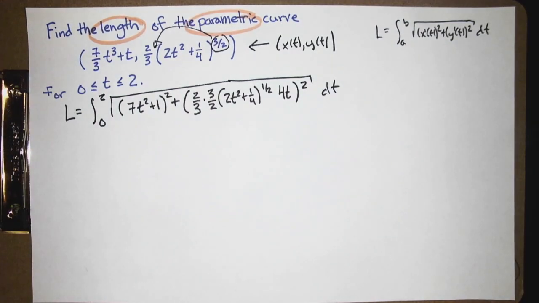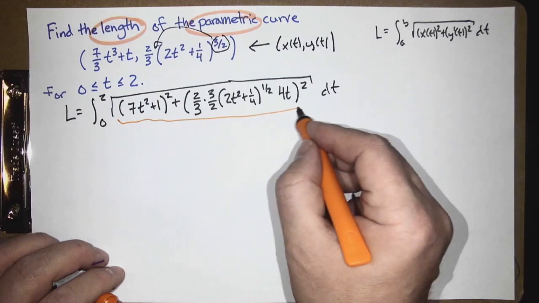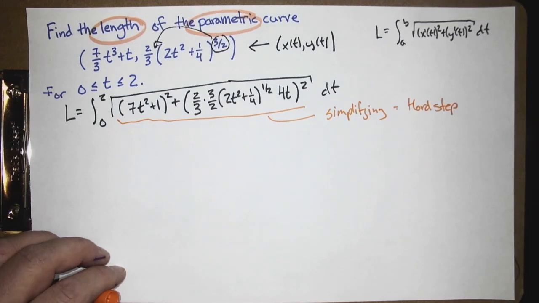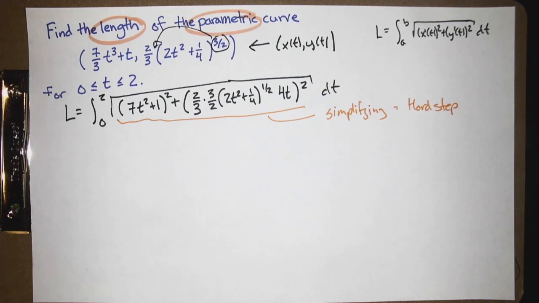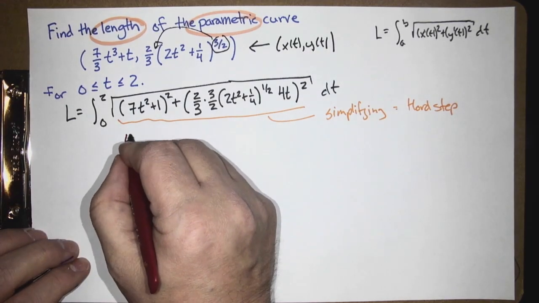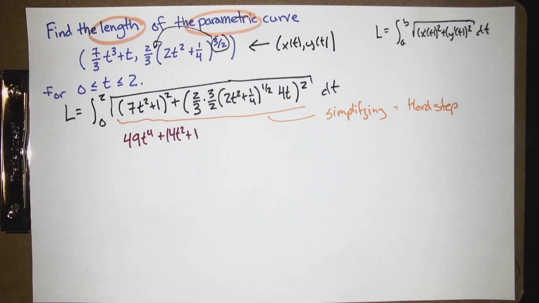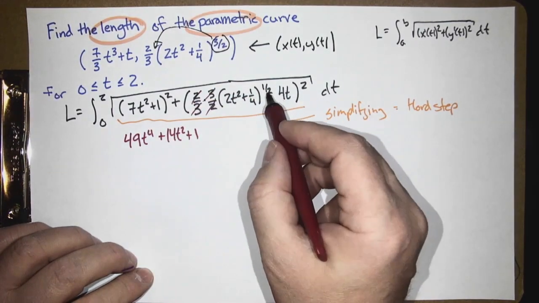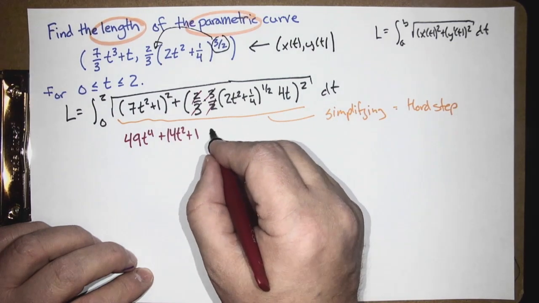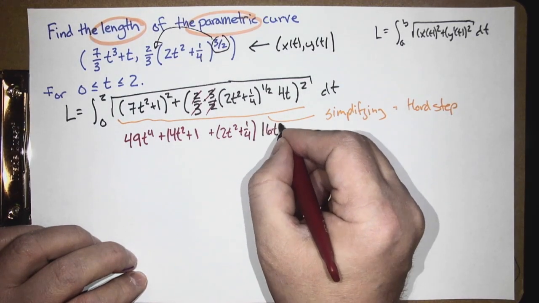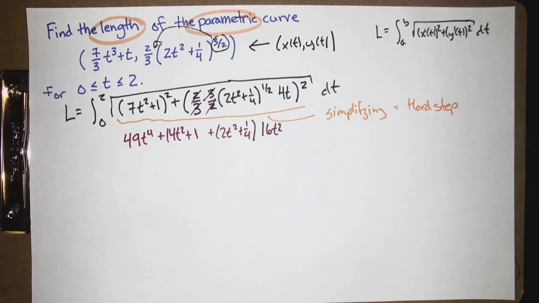Now, the vast majority of work in these problems is going to occur in simplifying. So this part right here, simplifying, this is the key part. So make sure you don't rush it. All right, but we're short on time, so we're going to rush it. Okay, but that's okay. I think you'll trust me when I say this is 49 t to the 4th plus 14 t squared plus 1 in the first term. A plus b squared: A squared plus 2ab plus b squared. The 2/3 and 3/2 cancel. If you have something to the 1/2 and you square it, well, that just becomes something to the 1. So 2t squared plus 1/4, and 4t squared, 16t squared.